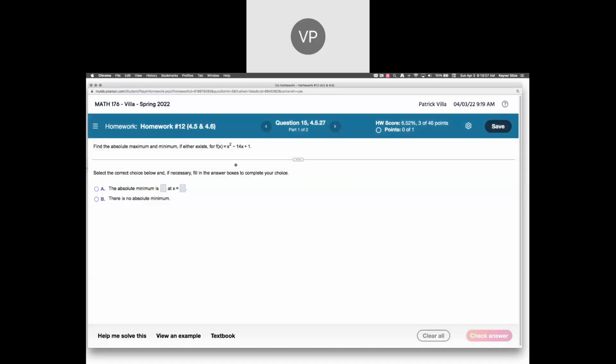Okay, find the absolute max or min if it exists. Now they're not giving us a domain, they're just saying on the entire function. Okay, so here's my function right here. First step, is it continuous? Well, no problem with the domain, no missing x's, no bad x's, so therefore it's continuous. So I'll go right into the derivative. Set that derivative equal to 0, and you get a critical value of 7.